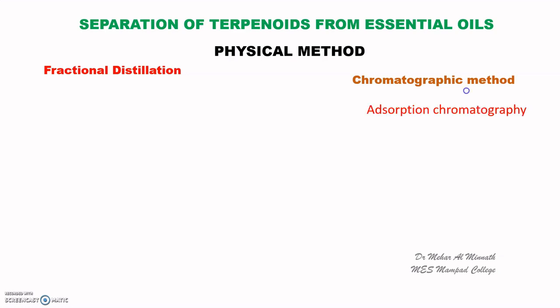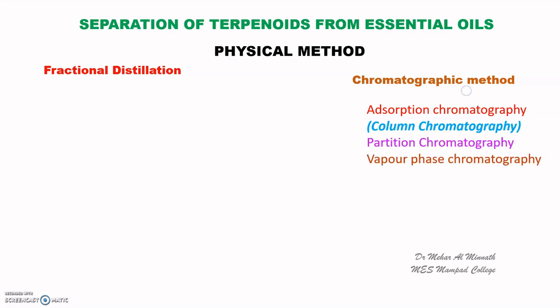In chromatographic method, we can go for adsorption chromatography like column chromatography. We can go for partition chromatography. We can go for vapor phase chromatography. We can go for gas chromatography. Any of these methods can be adopted. Gas chromatography will give us the terpenes in its purest form. Alright, so these are the various chromatographic methods which can be adopted for separation of terpenoids from the essential oils.